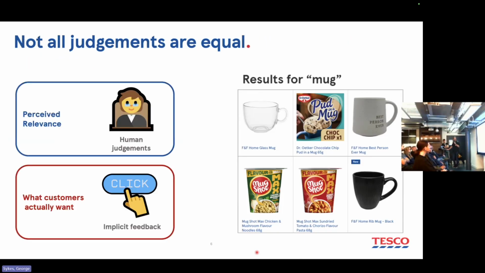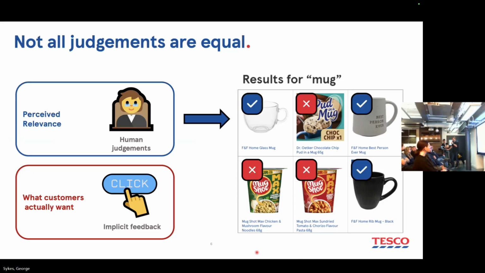Now, historically, we've used two methods of creating those judgments. The first is often called explicit judgments. They are perceived relevance. So this is a kind of theoretical interpretation of relevance. And we get those from human judgments. These are generated by third-party companies that provide relevance judgments. Now, the second source of these is often called implicit feedback. This is actually what customers want. And this is measured through what they click on, what they add to their basket, what they actually end up buying.